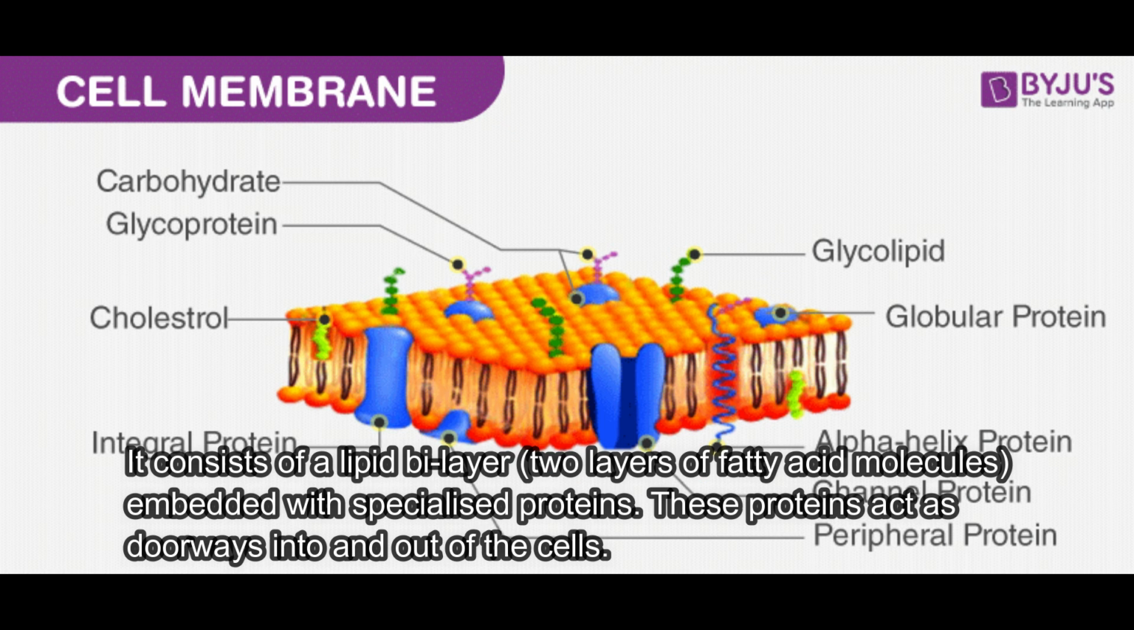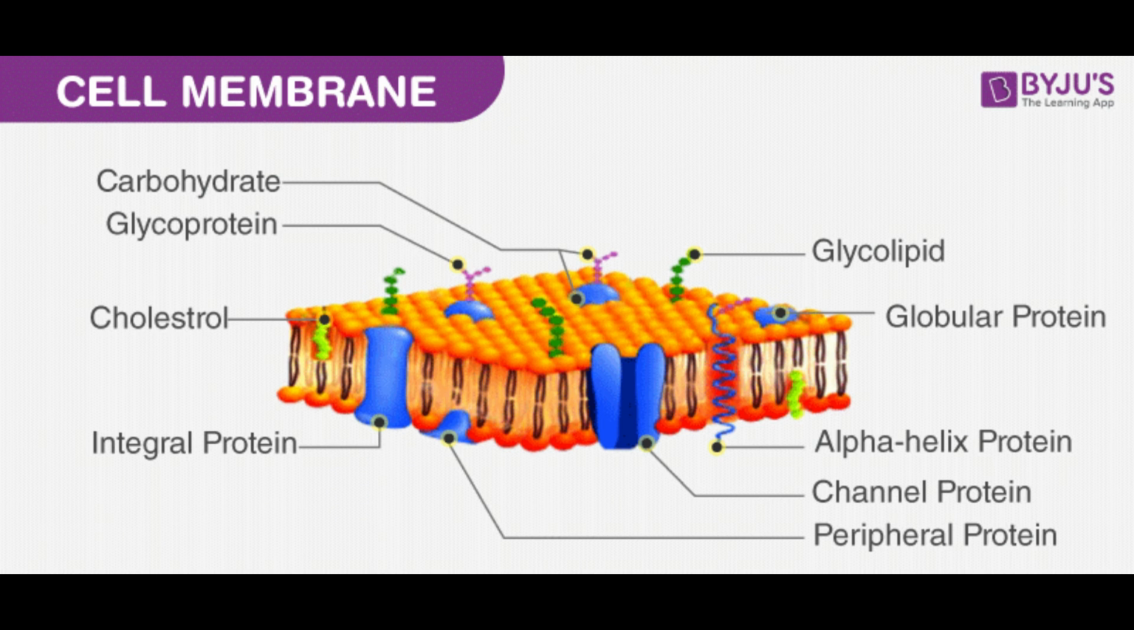It consists of a lipid bilayer, two layers of fatty acid molecules, embedded with specialized proteins. These proteins act as a doorway into and out of the cell. That is why the cell membrane is permeable to ions and organic molecules and controls the transport of those substances into and out of the cell.